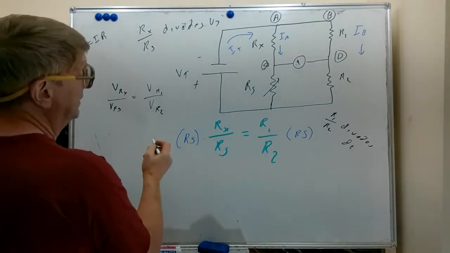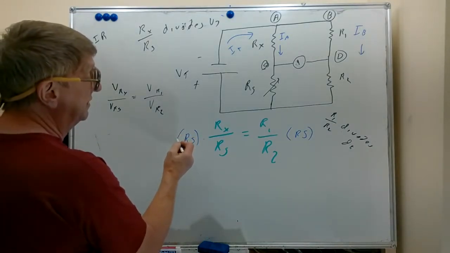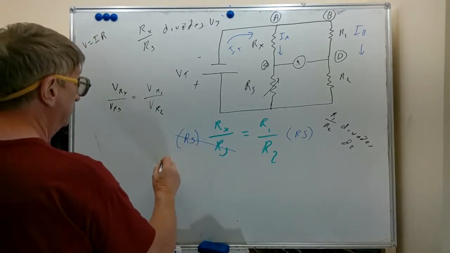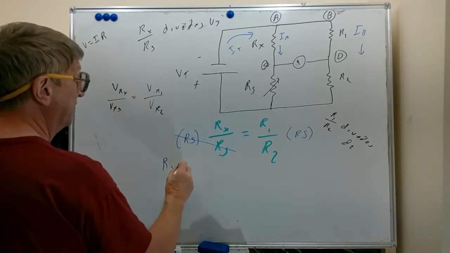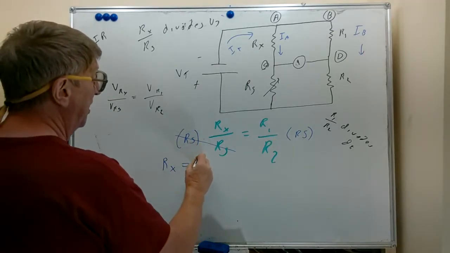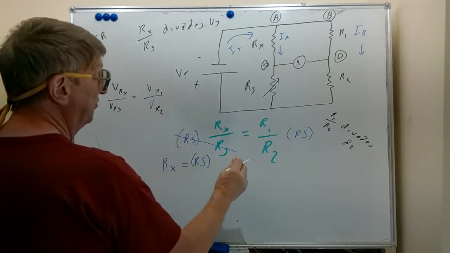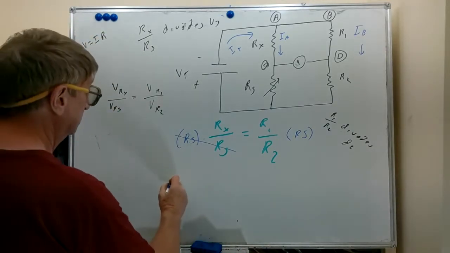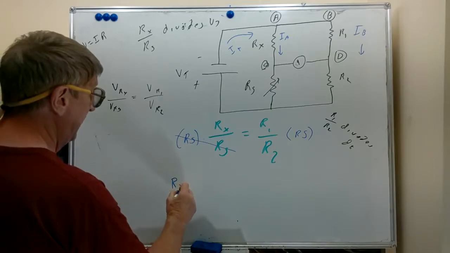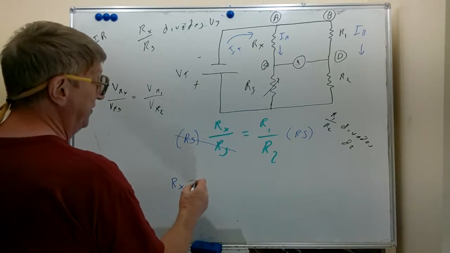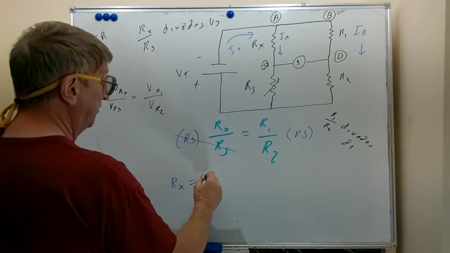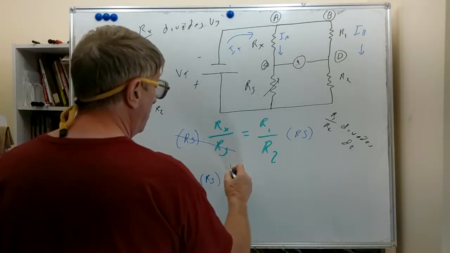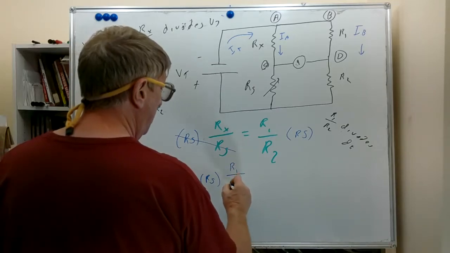Now, the RS is in the numerator and the denominators cancel out, so we're left with Rx, our unknown resistor, is equal to Rs times, let's move this down a little further, we've got a little more room here. Rx, our unknown resistor, is equal to Rs, our series resistor in the same branch as the unknown, times the ratio of R1, R2.